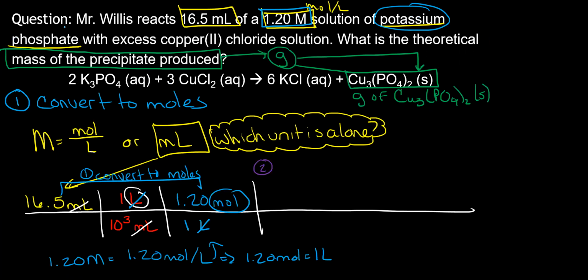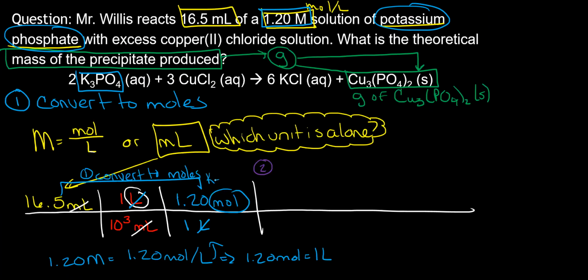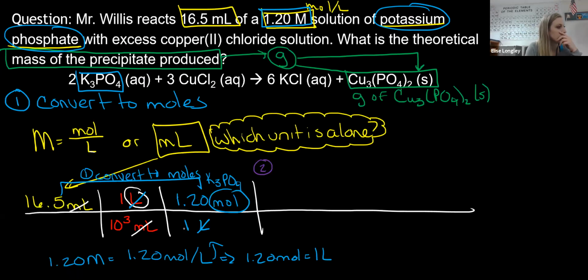Would it be potassium phosphate? Yes, which is this one, right? So I would have written K3PO4. Why is that important for step 2? What are we doing on step 2?